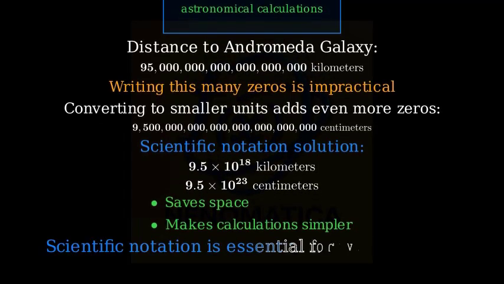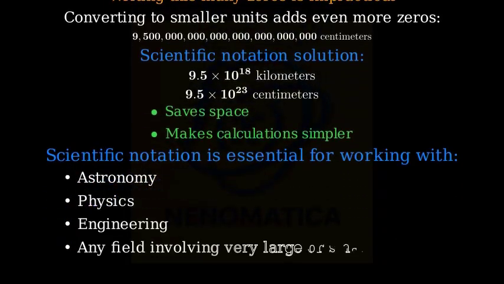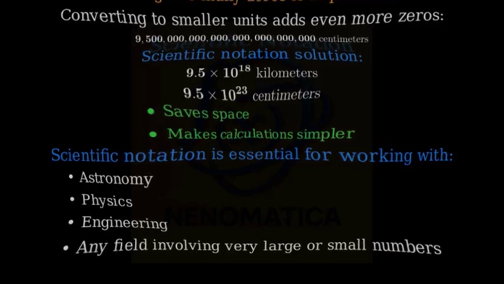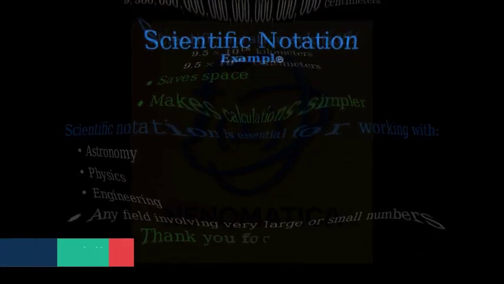In conclusion, scientific notation is not just for convenience. It's an essential tool for working with extremely large or small numbers, especially in fields like astronomy, physics, and engineering. Let's look at our first example.